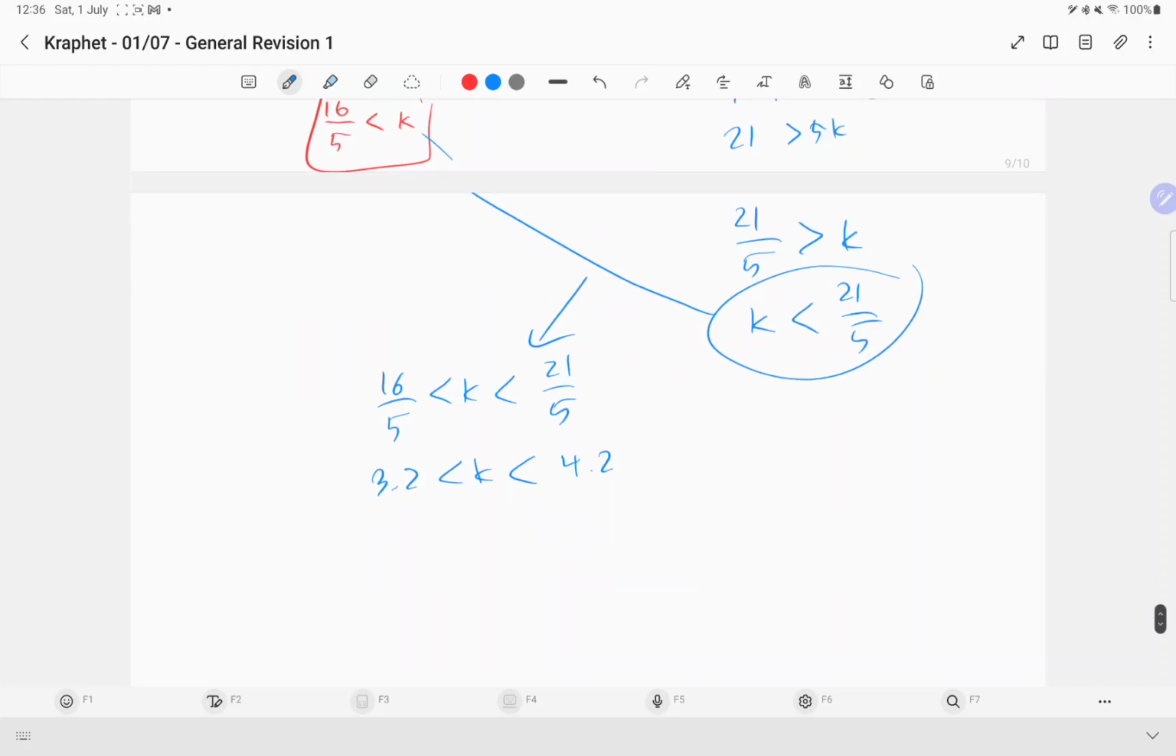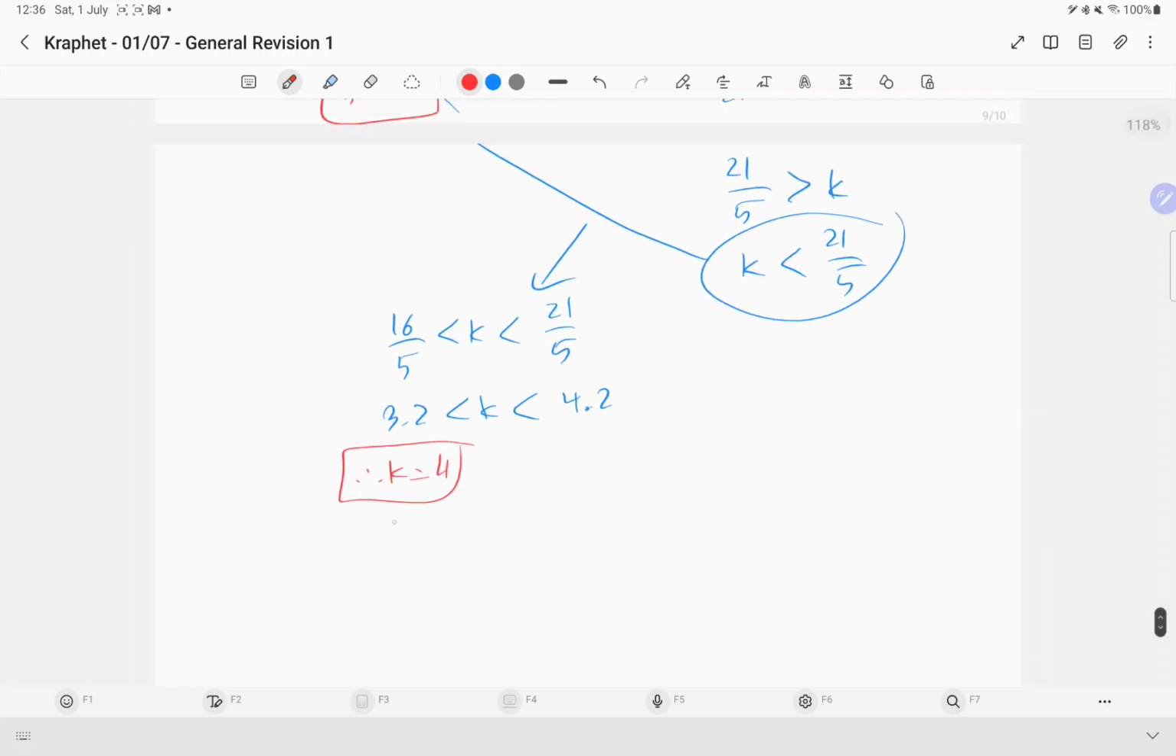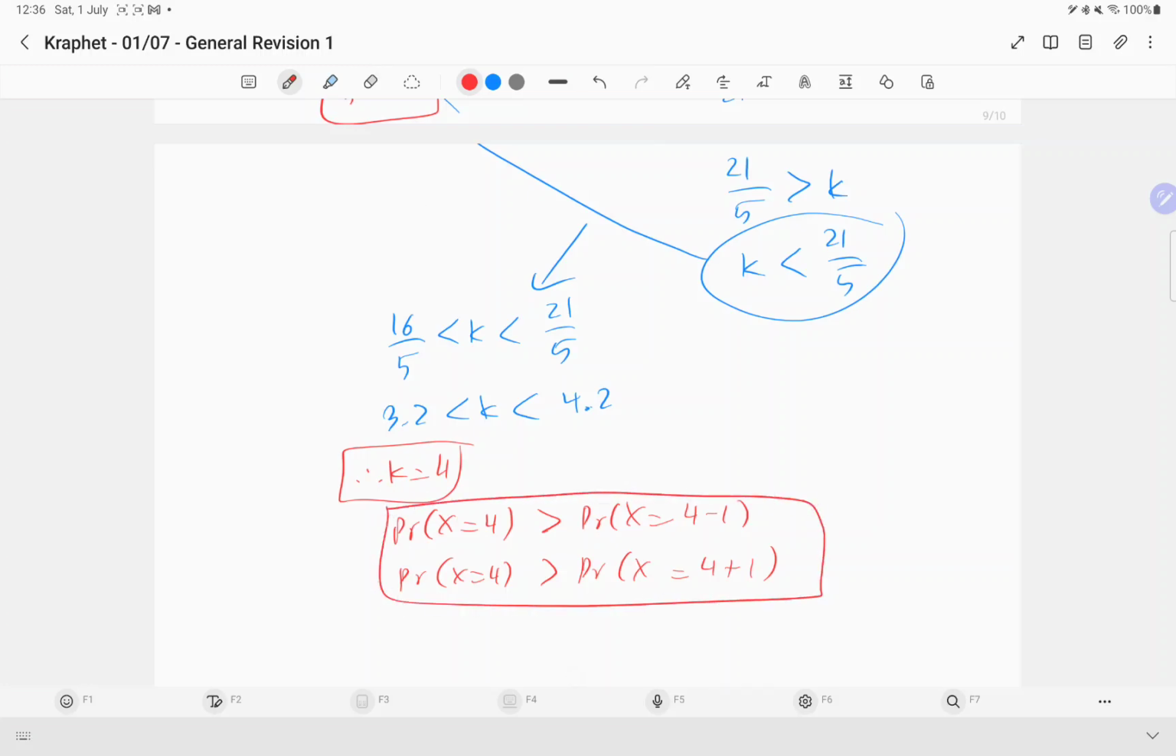Now that's better. So K is between 3.2 and 4.2, and because K is a whole number, K equals 4. Given this, we know that the probability that X equals 4 will be more than the probability of 1 less than that, X equals 3, or 4 minus 1. Similarly, the probability X equals 4 is also more than the probability after that. That's the meaning of this question, and this is the main concept that allowed us to do this question.